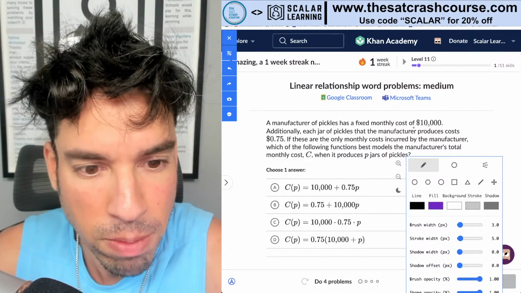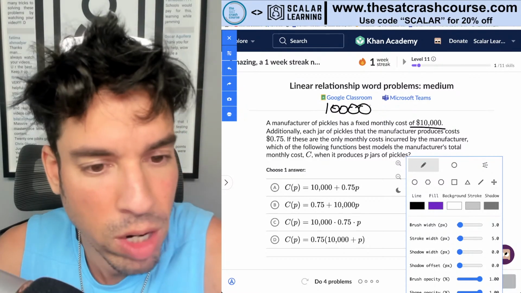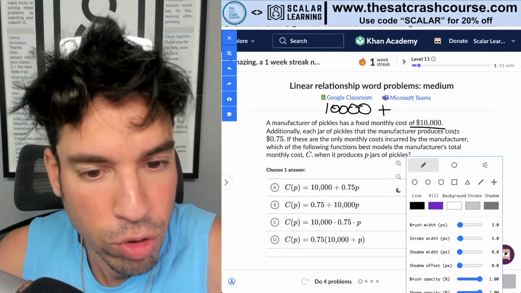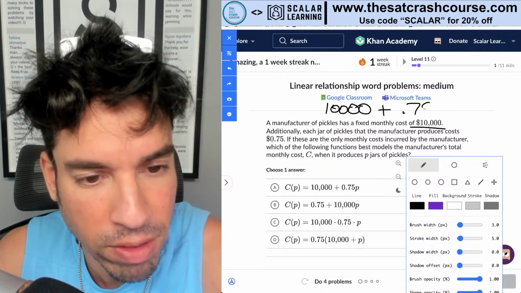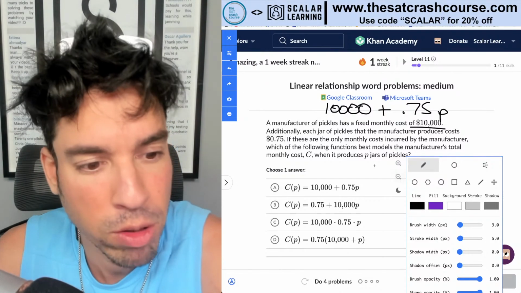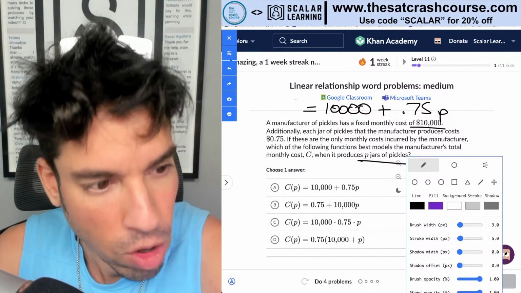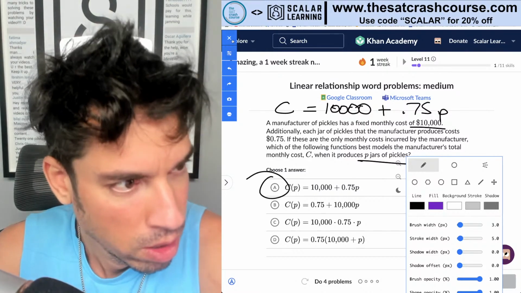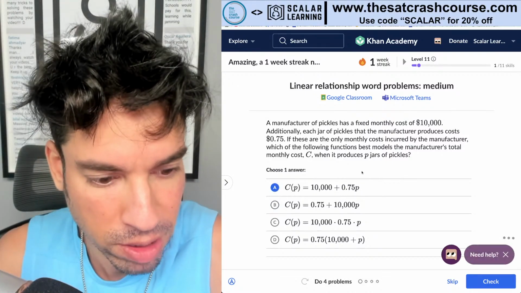A manufacturer of pickles has a fixed monthly cost, meaning we have a baseline y-intercept of 10,000. Additionally, each jar of pickles that the manufacturer produces costs 75 cents. So we're spending 75 cents per pickle jar, which we said down here. P is the number of jars of pickles, and all of this together equals the total cost. That's it. I see it right here in option A. Boom. And again, another variation could have been 0.75 P plus 10,000.